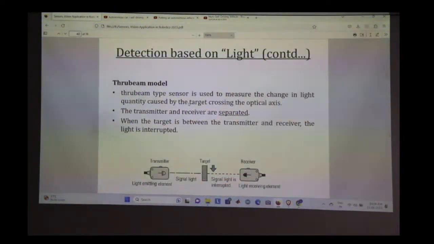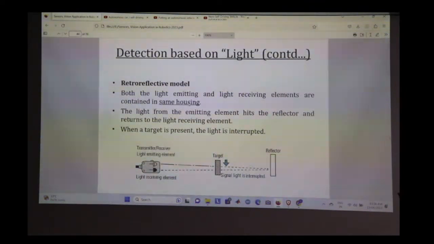Then if you look at the C, this is a different one. Here the transmitter is separate and the receiver is separate, right? So if there is an object or target between them, then there will be an interruption and it will be detected that something has come in between. This is one example in which we are using light, and this is called the through beam model. There's a beam and if you obstruct it, then it will come to know that something is wrong.